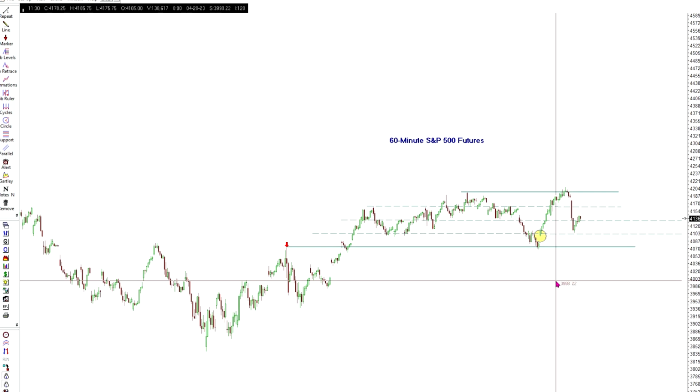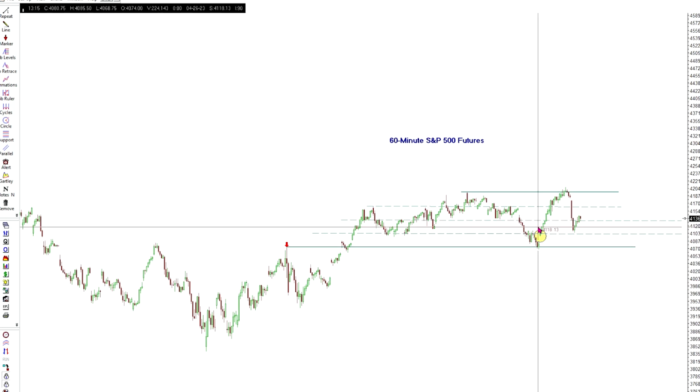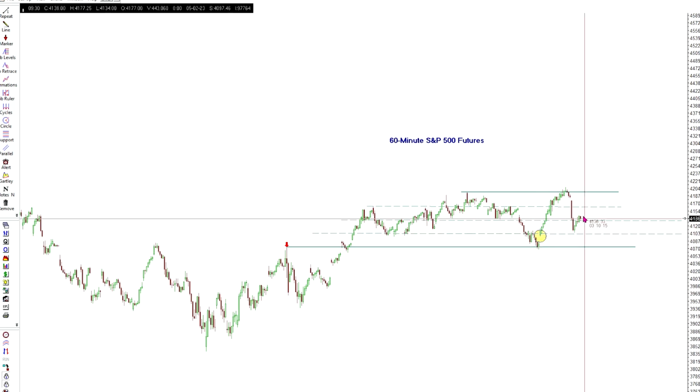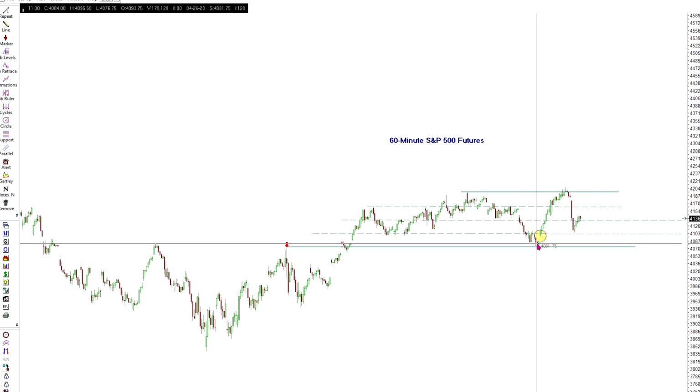Now, one thing about gaps to keep in mind is that many times they get closed, the price will come down and find support, maybe within the gap, maybe right at the close.